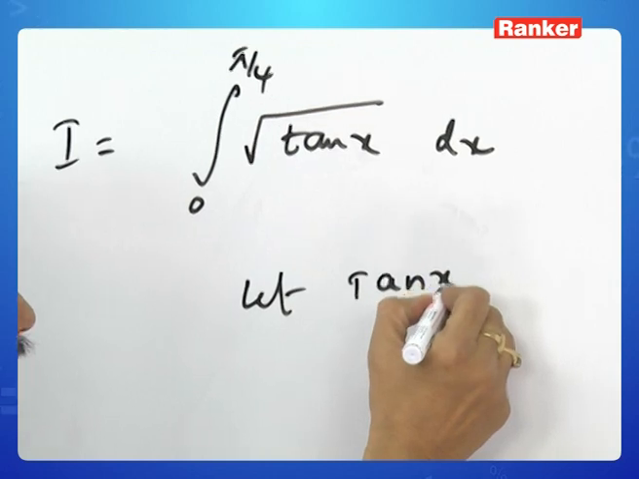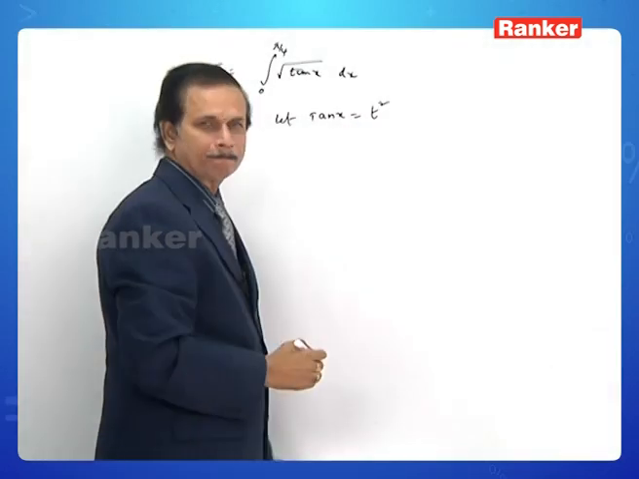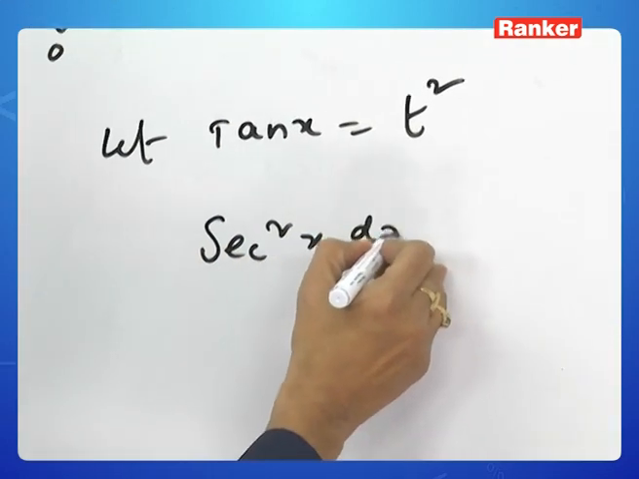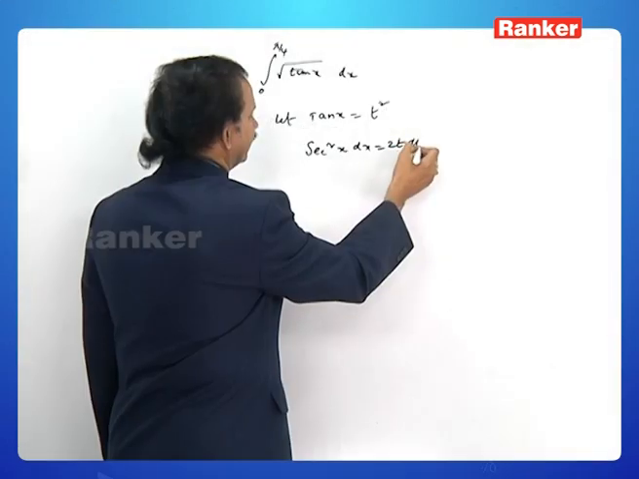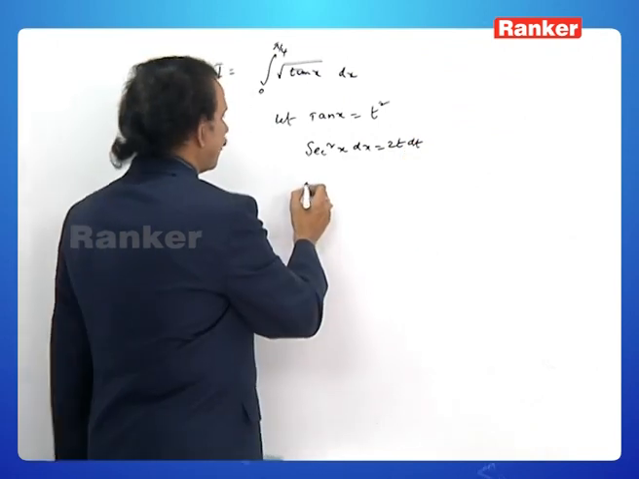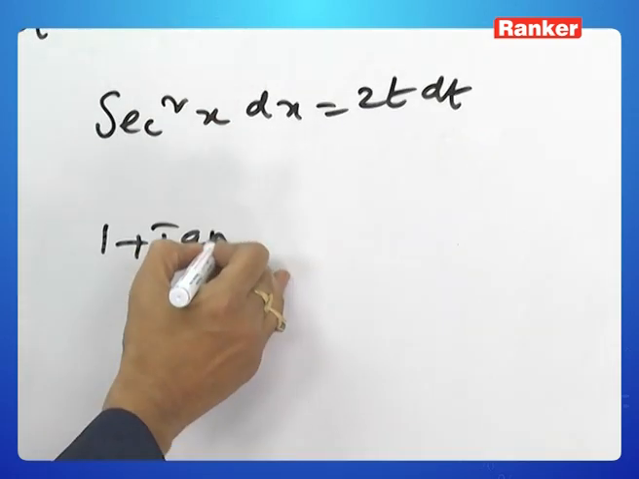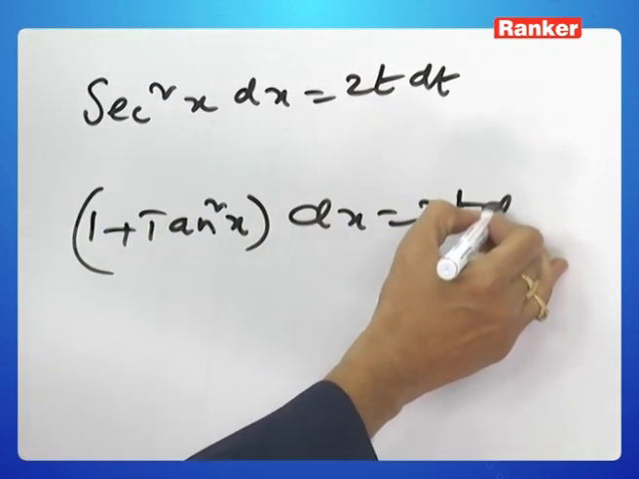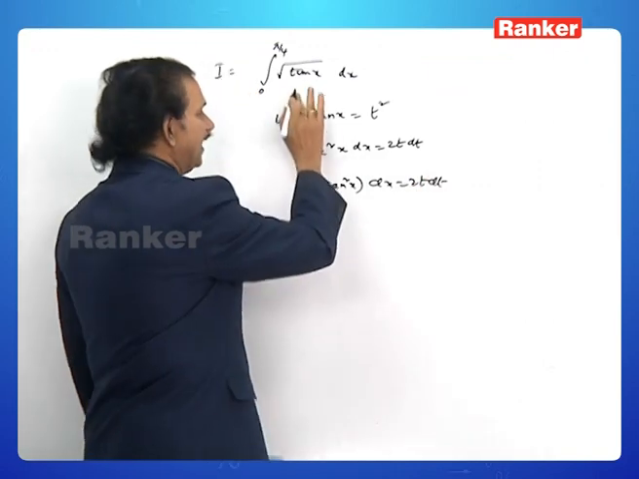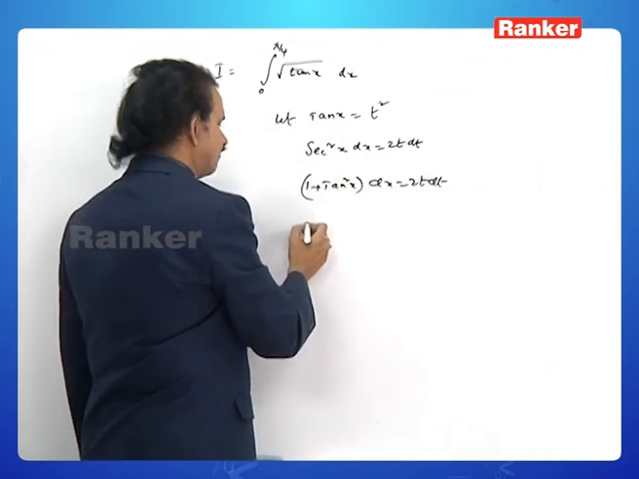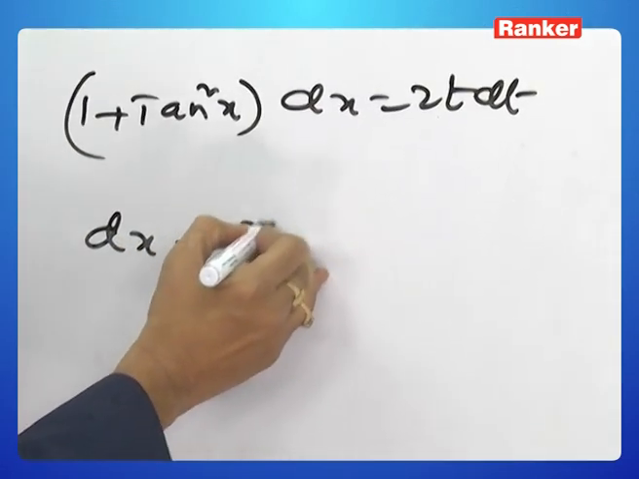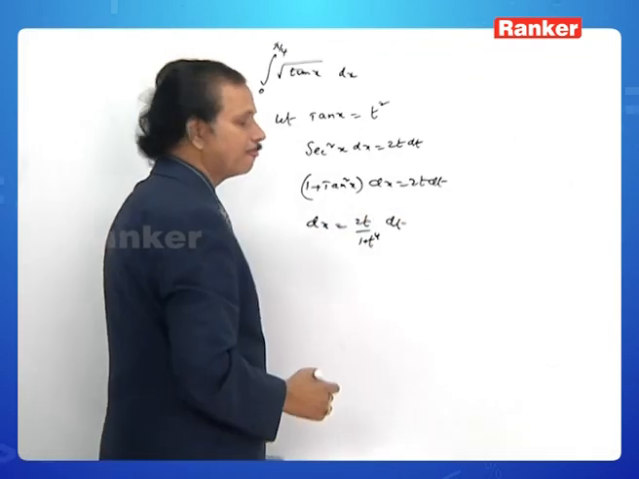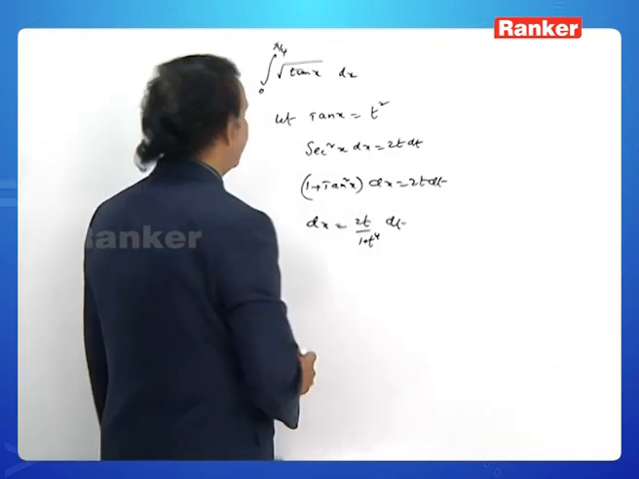tan x is equal to t square. What happens? Secant square x dx is equal to 2t dt. 1 plus tan square x dx is equal to 2t dt. Tan x is t square, so tan square x is t power 4. Dx is therefore 2t by 1 plus t power 4 dt.